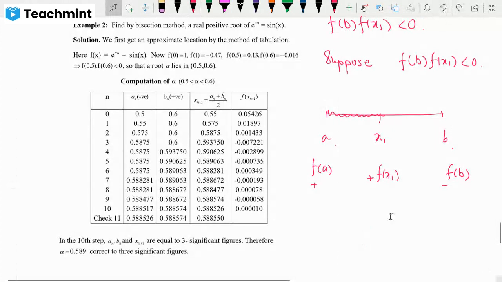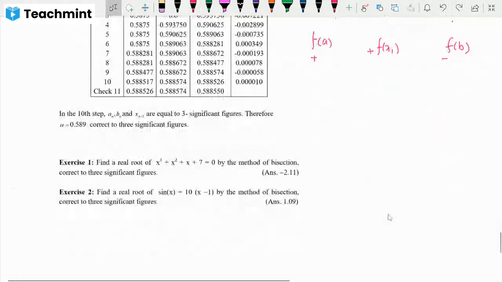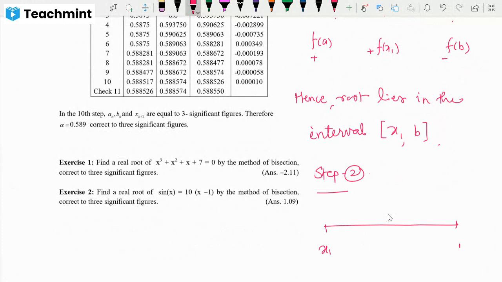Hence the root lies in the interval x1 and b. So what is step 2? Again you'll find the mean of these two. So what is our resulting interval here? Our interval is x1 and b.